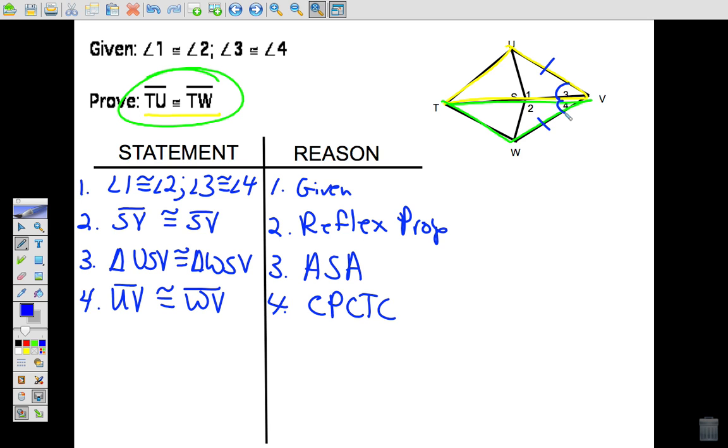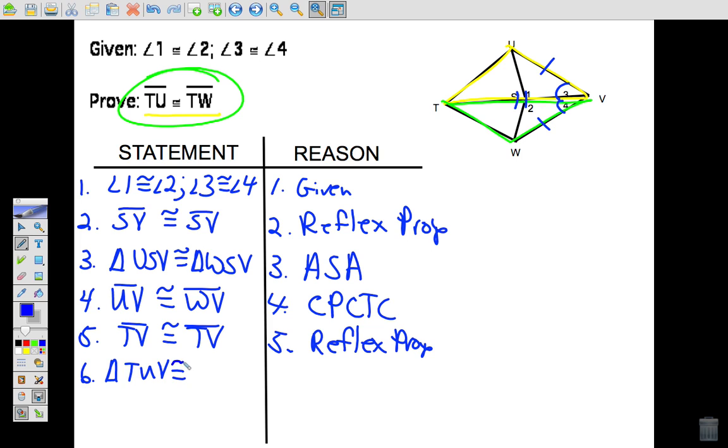Well, what else can I use here? Well, I could say that in the yellow one, TV is congruent to, in the green one, TV. Reason, reflexive property. So I'll mark that now. So now I have two sides of the yellow and the included angle, two sides and the included angle of the green. So statement 6, I can now say that triangle TUV is congruent to triangle TWV. Reason, SAS, two sides and the included angle.